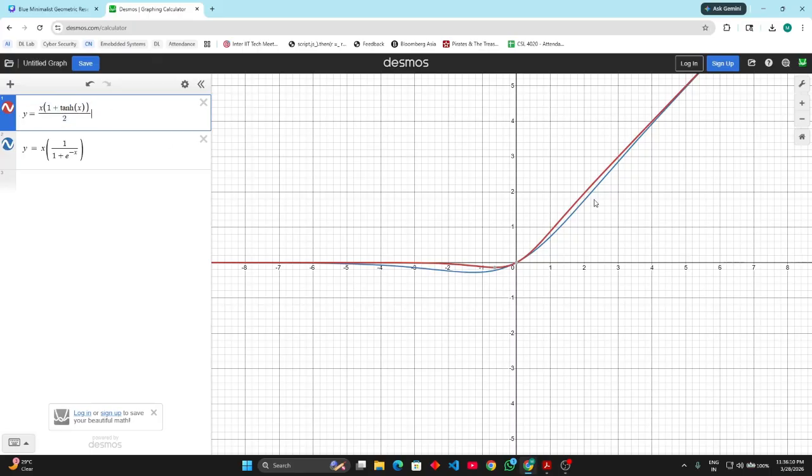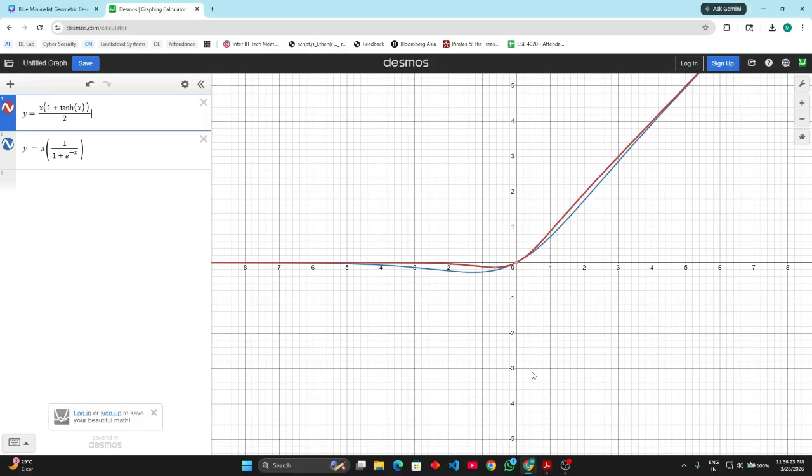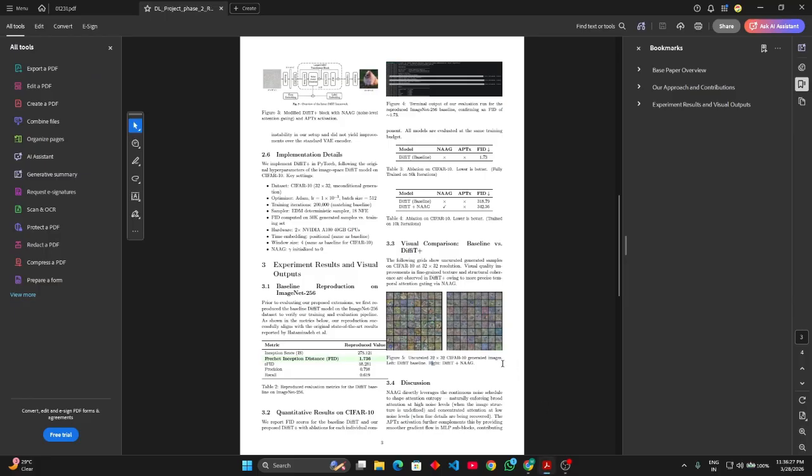You can also see the structure is more or less the same, but it is a bit smoother closer to the origin, so it relatively gives better accuracy than the Swish activation function that DiffiT used initially. So yeah, this was all. We introduced APTx.